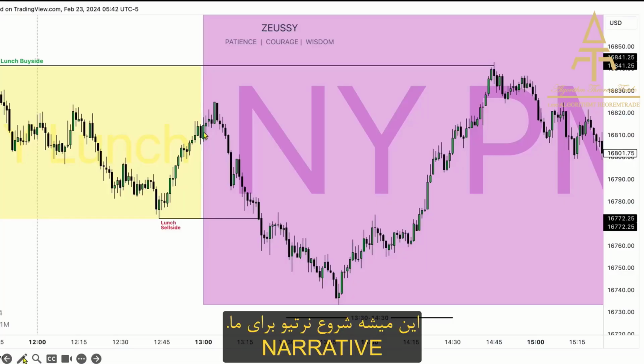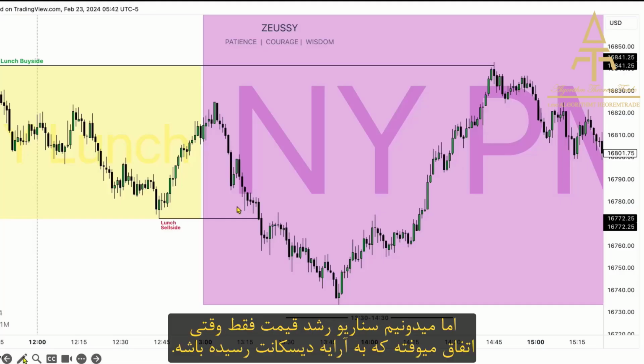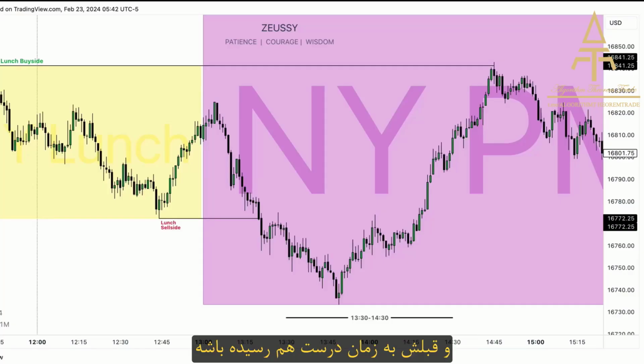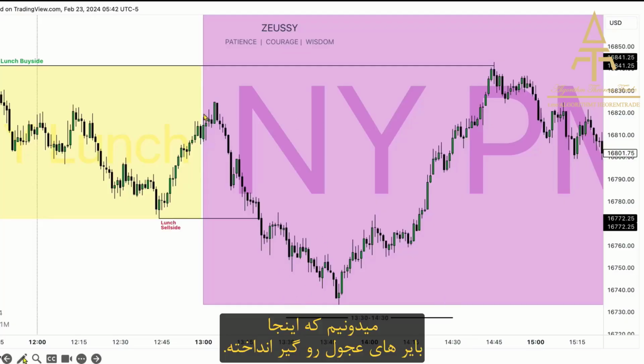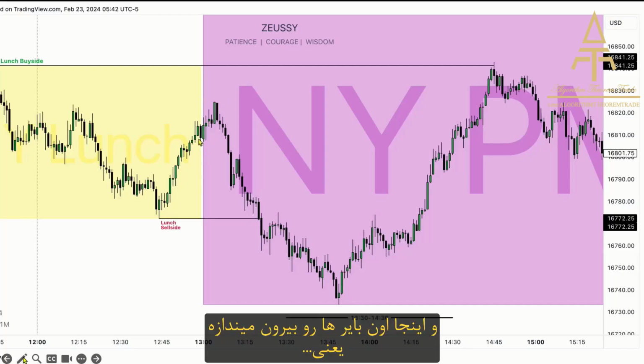That's our underlying narrative. But we understand that this occurs and can only occur when a deep discount gets reached before the expansion leg at the right time. And the right time is between 1:30 to 2:30 p.m. So we know that they trap buyers into chasing it right here. Then what occurs is they run on those buyers.